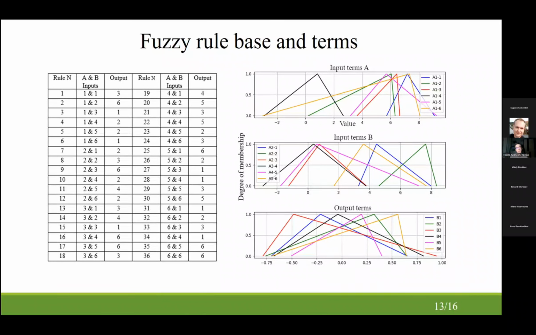The table on the left means that, for example, rule 10 says that if input 1, the base angle, uses input term 2, and input 2, the arm angle, uses input term 4, then the output is 2. It means that the program uses output term 2. The output terms are shown on the image at the bottom on the right.